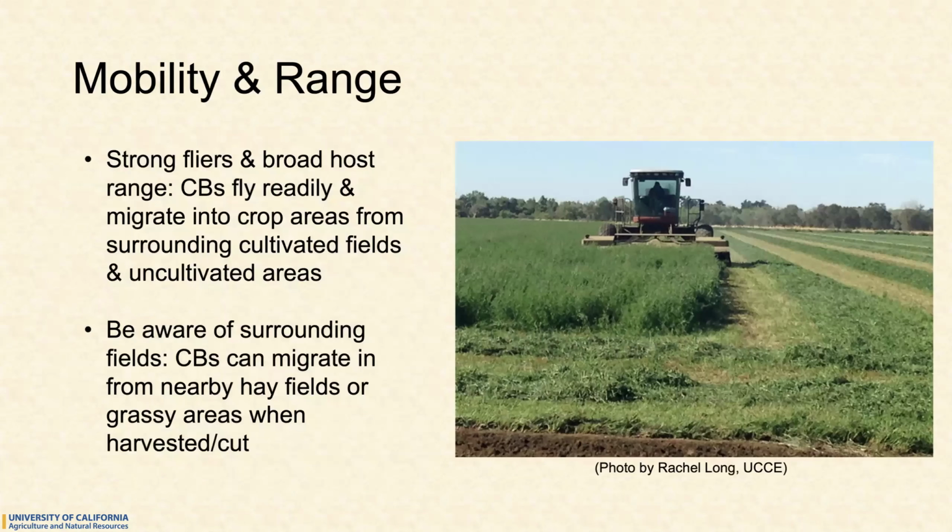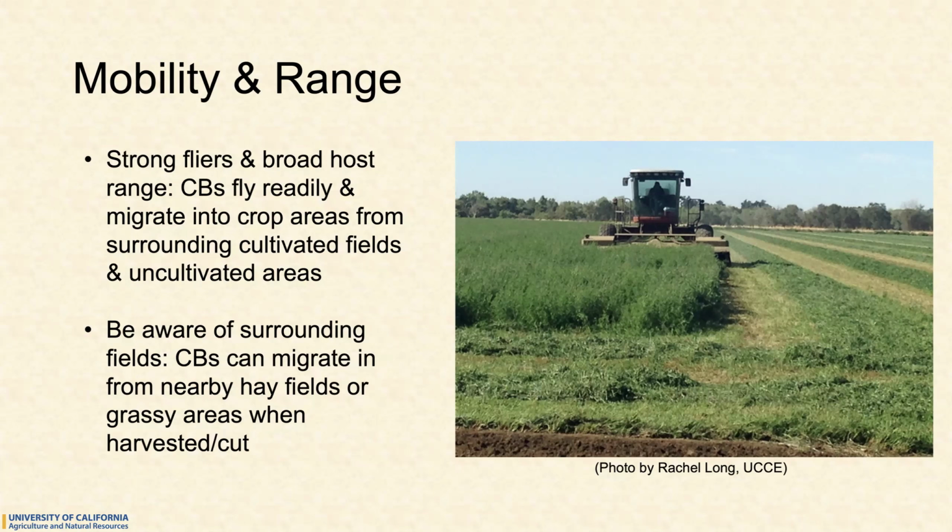A really important note here is that cucumber beetles have a lot of range. They are strong flyers, they have a broad host range, they like a lot of different types of plants, and they're really mobile, the adult ones. So cucumber beetles fly really readily and they migrate into crop areas from surrounding cultivated fields and uncultivated areas. So it's really important to just be aware of your surroundings, both on your farm, but also maybe neighbor farms or neighbor areas, because cucumber beetles can migrate in from nearby, whether it's hayfields or grassy areas.